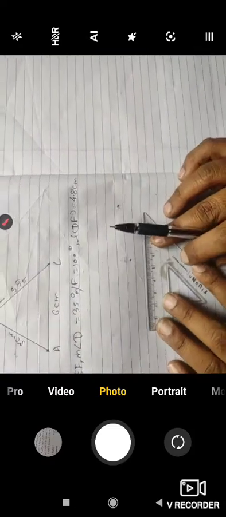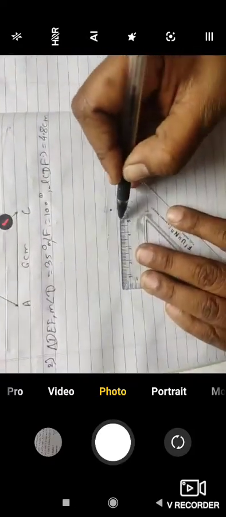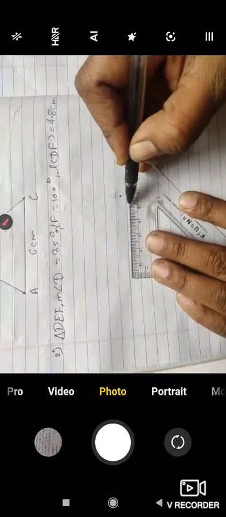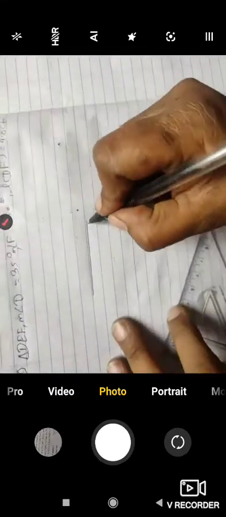So first of all, if two angles and one base are given, we have to draw the base first. Its measure is 4.8, so take 4.8: 4, 5, 6, 7, 8. You have to take a 4.8 distance in your notebook. So this is DF, 4.8. Now after taking the DF distance, we have to draw the angles.